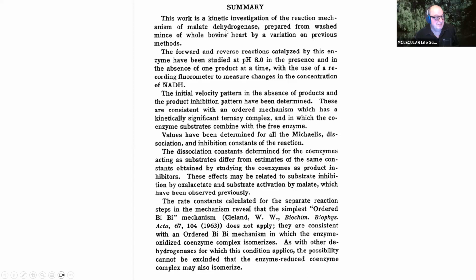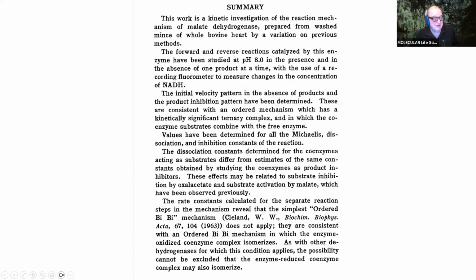And they go into a lot of detail about the preparation of the enzyme, because this is in the 60s, remember, this is before His-tag and easy purification. So the enzyme was prepared from washed mince of whole bovine heart, and they discuss in some detail the approaches and how it varies from other preparations at the time.